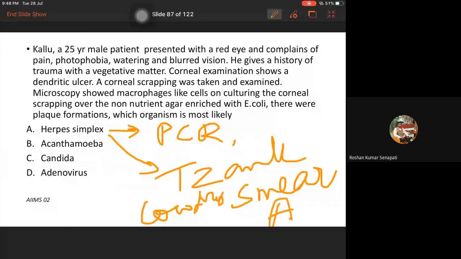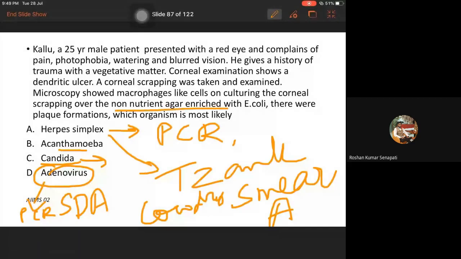Then for Candida, we use Sabouraud dextrose agar. Okay. And adenovirus again is based on PCR. But for Acanthamoeba, we use non-nutrient agar seeded with E. coli. And it has a dendritic type of ulcer. It's not a true dendritic ulcer, but a pseudodendritic ulcer. And it shows macrophages.